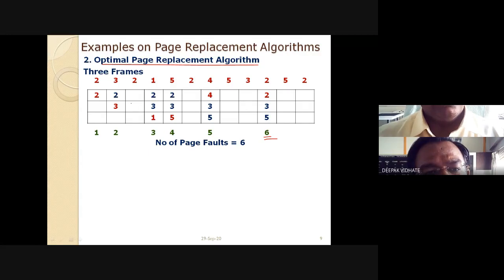So 2, 3, 1, 2, 3, then 2, 3, 1, then 2, 3, 5. Again, for the replacement policy, start comparing in the future. So for 4 also, start comparing in this right hand side direction. At 2 also, start comparing in this direction, right?